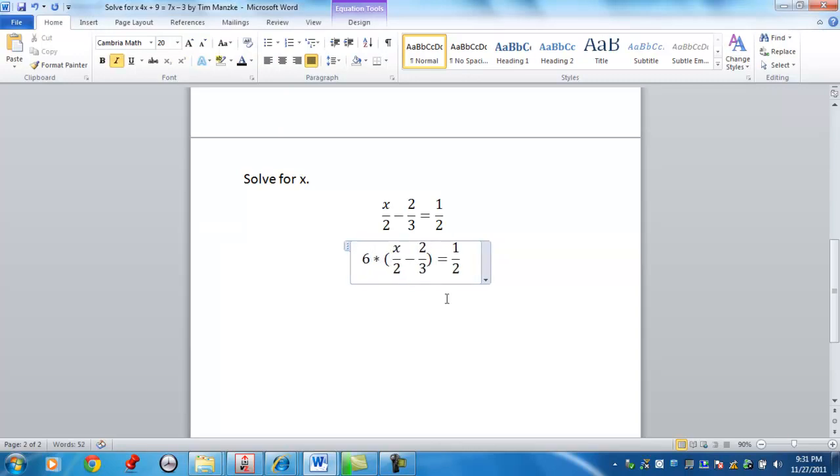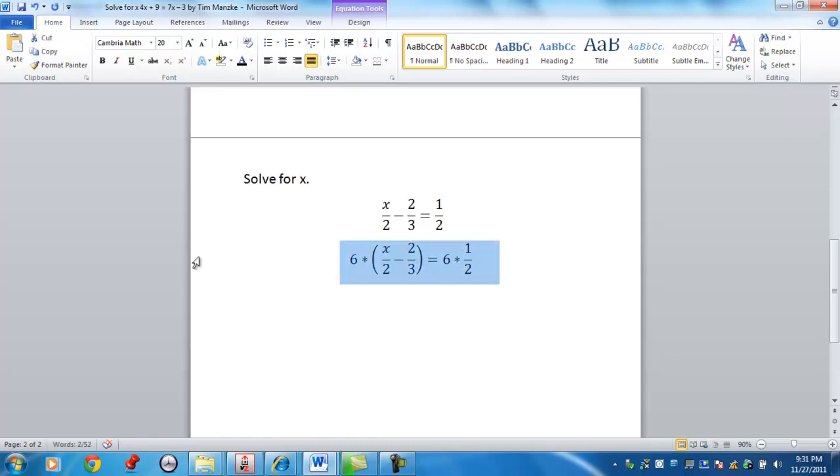I'm going to do that to the left-hand side, and I'm going to do that to the right-hand side. Now, you might be asking yourself, where am I getting the 6 from? My denominators are 2 and 3. They share a common multiple, which is 6. Common multiple means that 6 divided by 2 is a whole number, and 6 divided by 3 is a whole number. That's one way to come up with a common multiple, and this example happens to be the least common multiple.